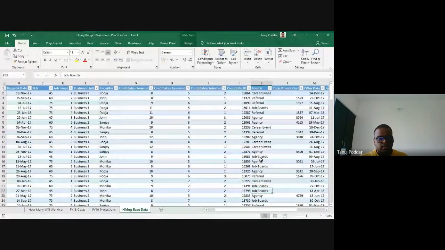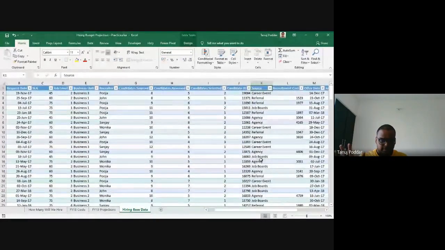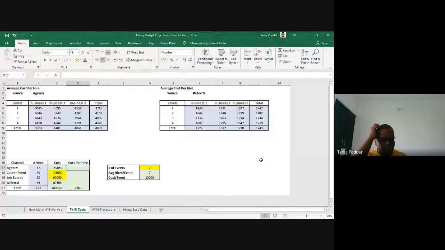Okay, so I think we've had a recent discussion on this, and I think you guys make sense of what the data is. Now I'll come to this particular sheet and discuss a couple of things, right? Just to give you an idea about the job boards and subscriptions and career events that we talked about.